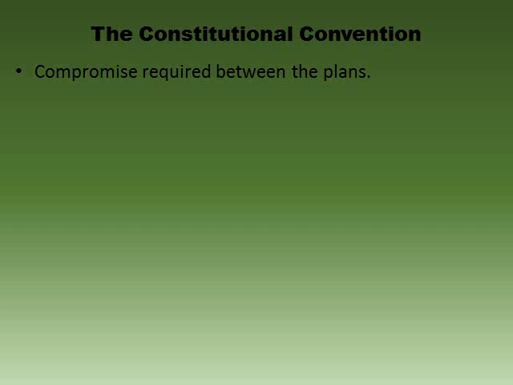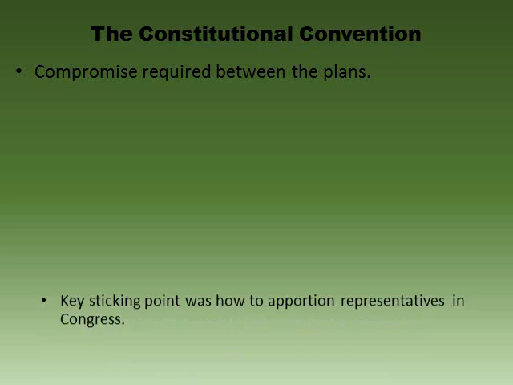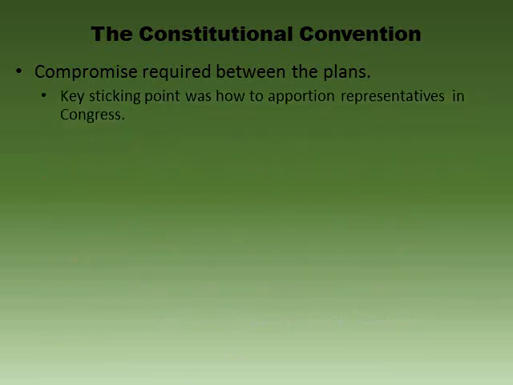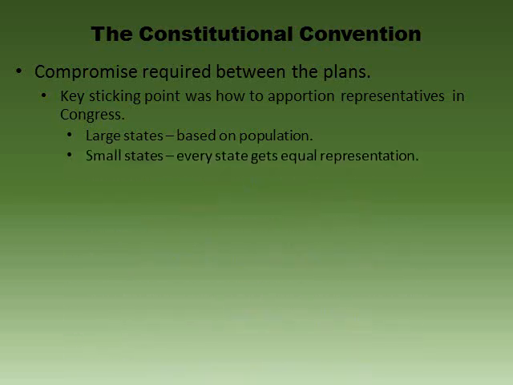But finally, they did reach a compromise. And again, the key sticking point was how to apportion representatives in Congress. Was each state going to get an equal vote, or was it going to depend on how many people lived in that state? Well, of course, the large states wanted to base it on population, so they would have more power. The small states wanted every state to get an equal vote in Congress. How do you come together on that?